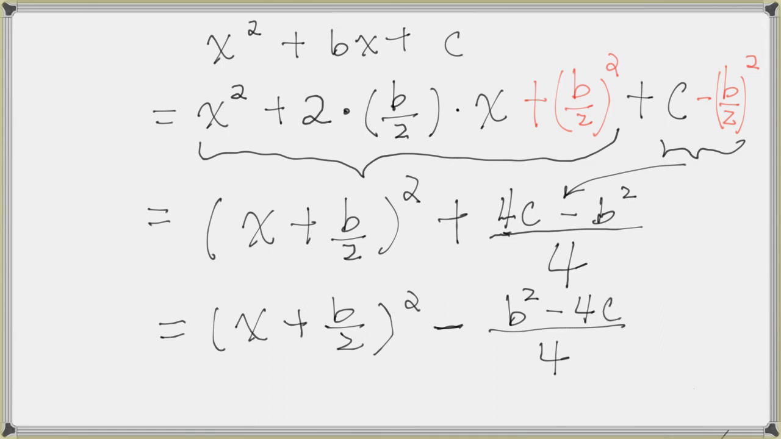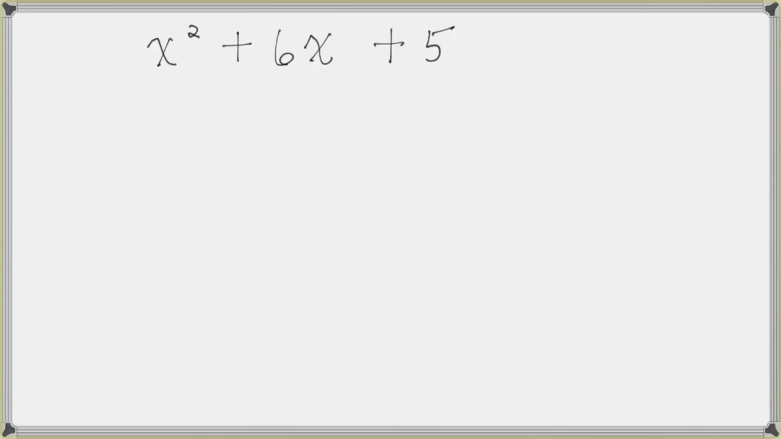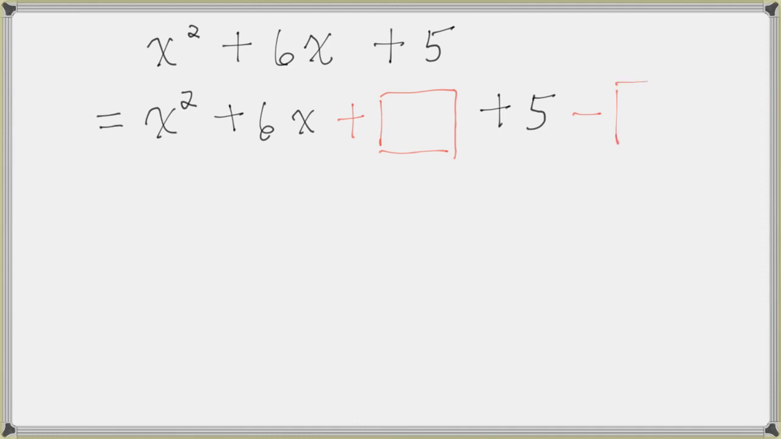However, this is how we do complete the square. How can I use completing the square to change this equation to vertex form? The way we do it is: x squared plus 6x. I leave 5 out of the picture. Now, I need a square number here, and I'm taking a square number away. And this square number is (half of b) squared.